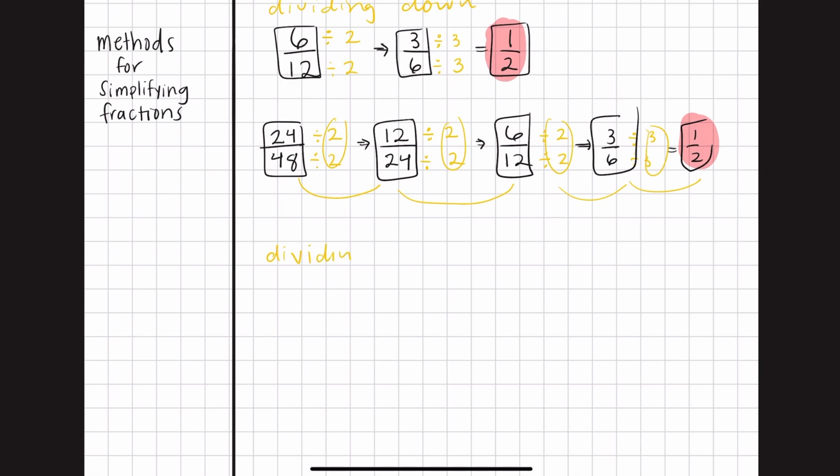Dividing by, and there's an abbreviation for that, greatest common factor. And we'll take 24 and 48 as an example.